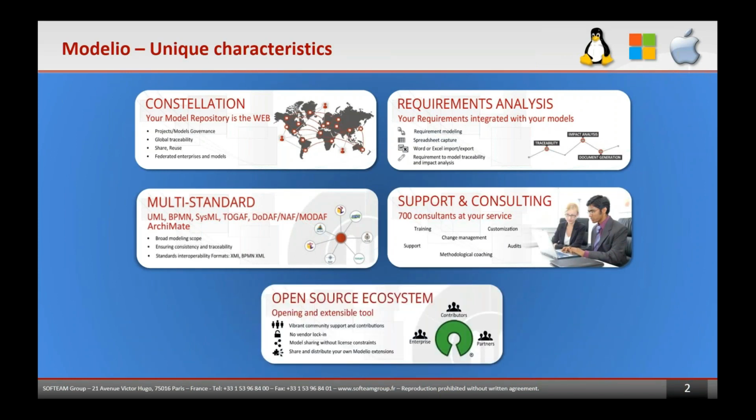As you know, Modelio has a lot of unique characteristics on the market. One very important feature is the Constellation toolset, which allows you to have your model repository distributed on the web and to manage projects, models, governance, to have global traceability, and to have federated enterprise and model cooperation, managed by a lightweight client.